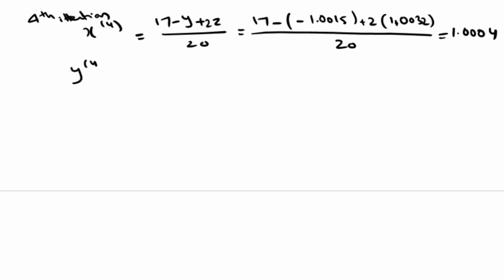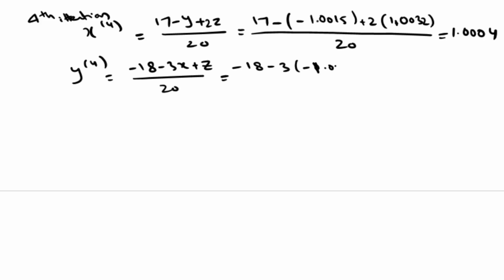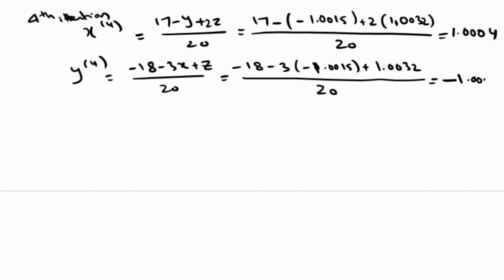Y in the fourth iteration is equal to (-18 - 3x + z)/20, which equals (-18 - 3 into x is 1.0004... ) Substituting y is -0.0 minus 1.0015 plus 1.0032 divided by 20. You can find the value of y is -1.402.